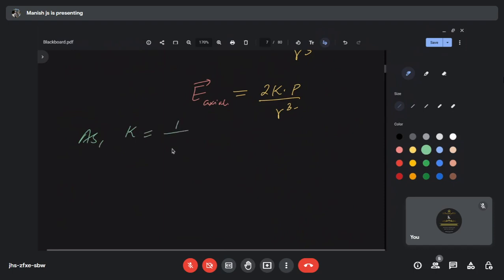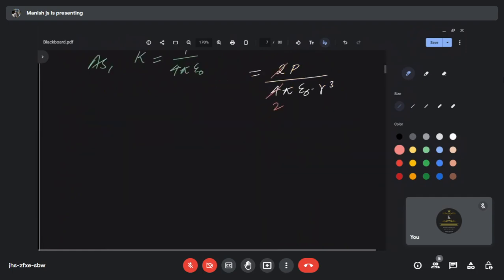K is equal to 1 by 4 pi epsilon naught. You remember? Constant. So I substitute that value in the place of K. So I get 2P upon 4 pi epsilon naught into R cube. Further, you can cancel out 2 and 4: 2 ones are 2, 2 twos are 4. So the simplified expression will give you P divided by 2 pi epsilon naught into R cube.